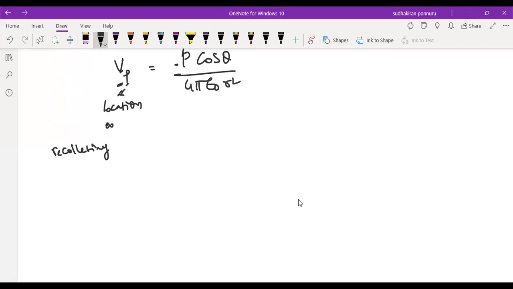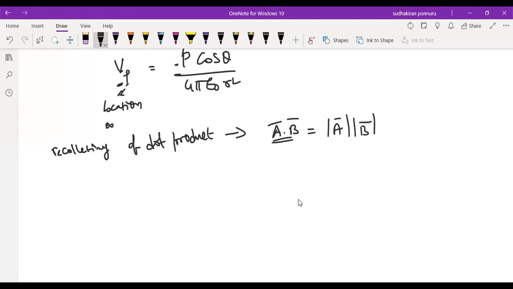Okay, so I'm going to recollect the concept of dot product. So the dot product is a bar dot b bar. How are we going to find the value of a bar dot b bar? That is equal to modulus of a bar, modulus of b bar, cos of the angle between a and b. So this is the basic formula for dot product that we have already done many times in the classroom.